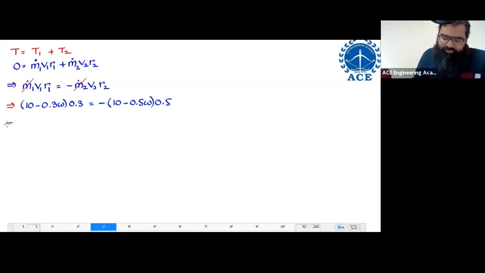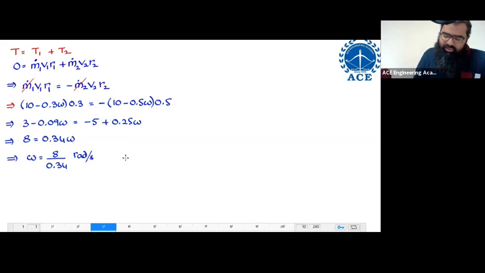Now what does this imply? This implies 3 minus 0.09 omega has to be equal to minus 5 plus 0.25 omega. From here it implies that 8 is equal to 0.34 omega, which implies omega is equal to 8 divided by 0.34. Everything is in SI units, therefore radian per second. You can give me the value of omega from here.